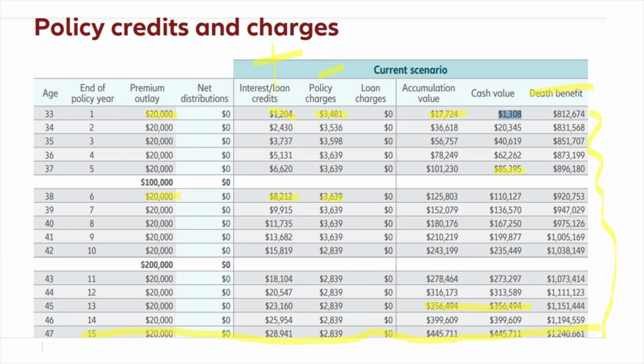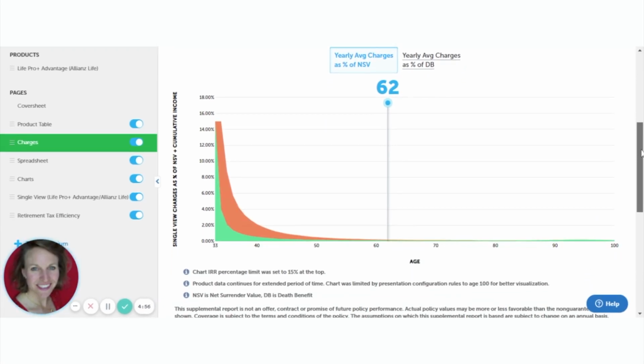What's happening is my accumulation value is just growing and growing and growing. My fees don't grow, they stay about the same, $2,000 to $3,000. And so over time, as the contract and the cash value and all those index credits are growing and growing and growing, my fees remain stable, so my total percent of fees is getting lower and lower and lower. So look at this nice chart.